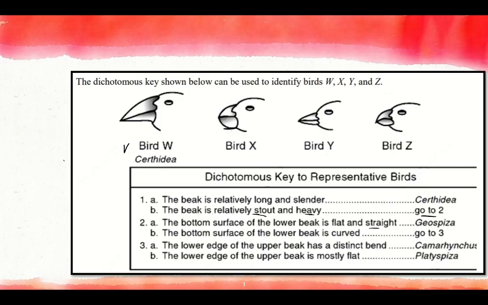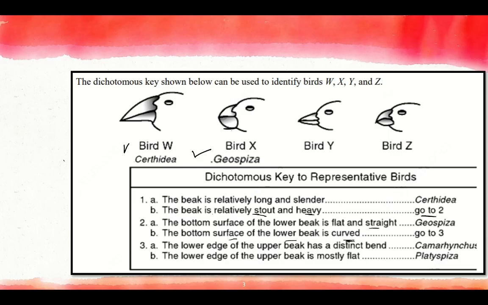So it means that bird X can be identified as Zeus visa. So I'm going to put a little tick on it because this bird has been recognized as well. Now I'm going to put a little tick next to bird X because this bird has been identified. Okay. Now, once we are done with point number 2A, I will read point number 2B. The bottom surface of the lower beak is curved.